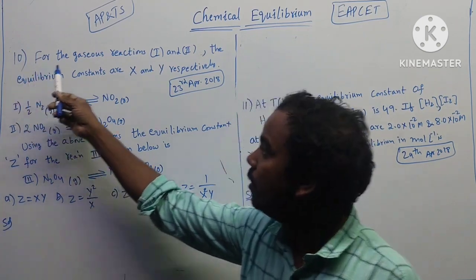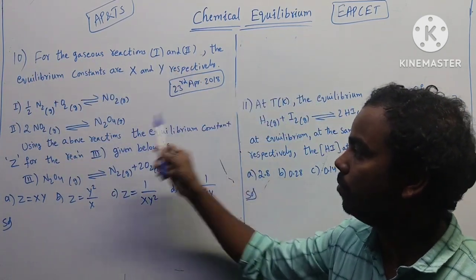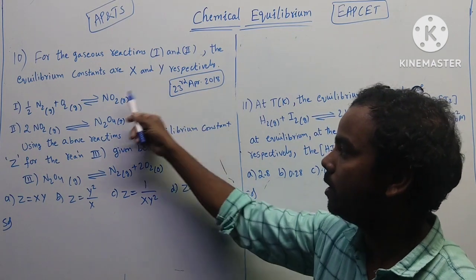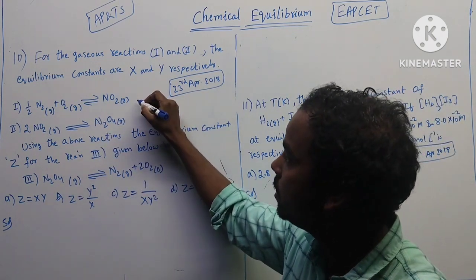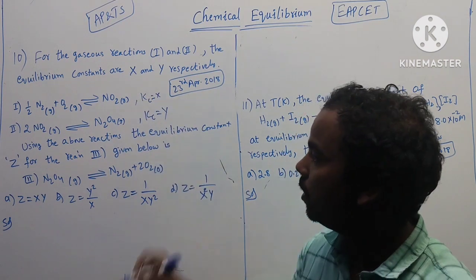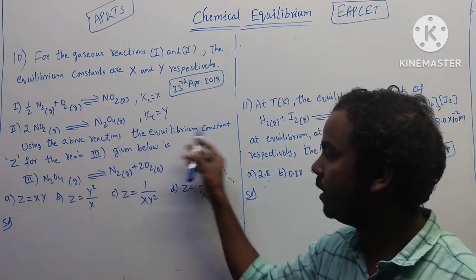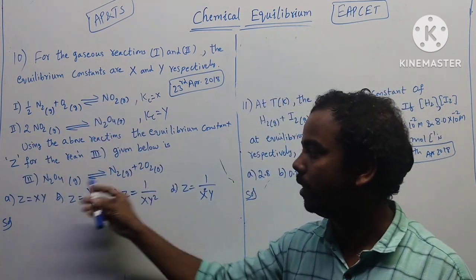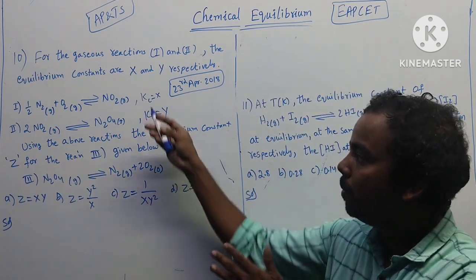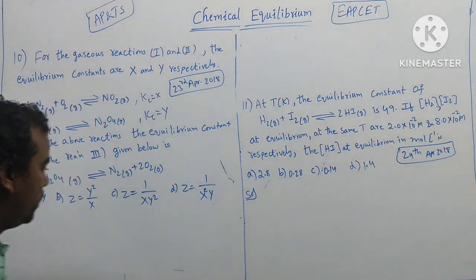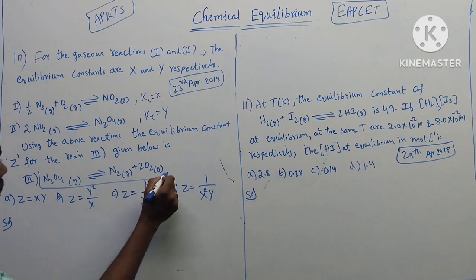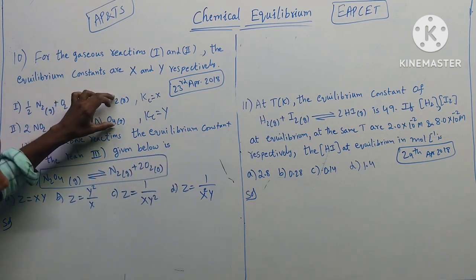See the next question. For the gaseous reactions 1 and 2, two reactions are given. The equilibrium constants are x and y respectively. Its equilibrium constant is x, its equilibrium constant is y. So using the above reactions, find the equilibrium constant Z for the reaction 3 given below. You calculate the equilibrium constant by using these two reactions. Very easy. So first we want this reaction from these two reactions.